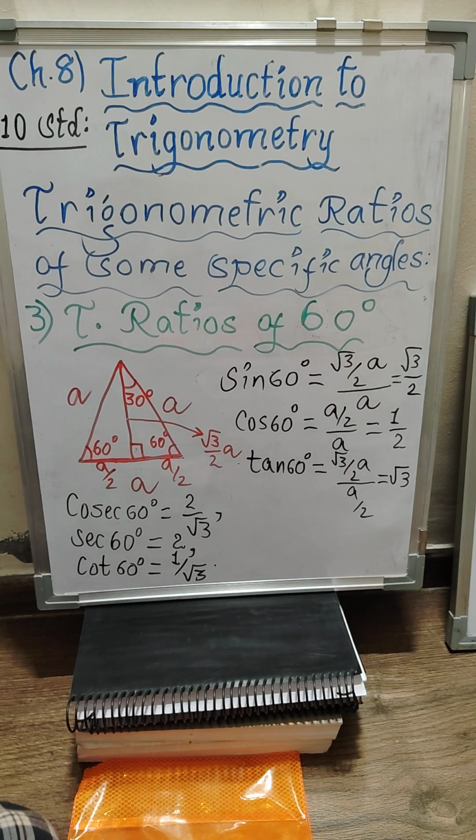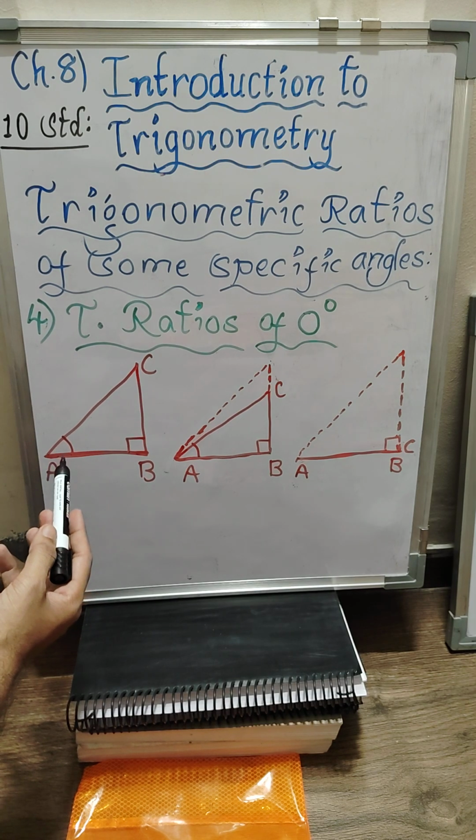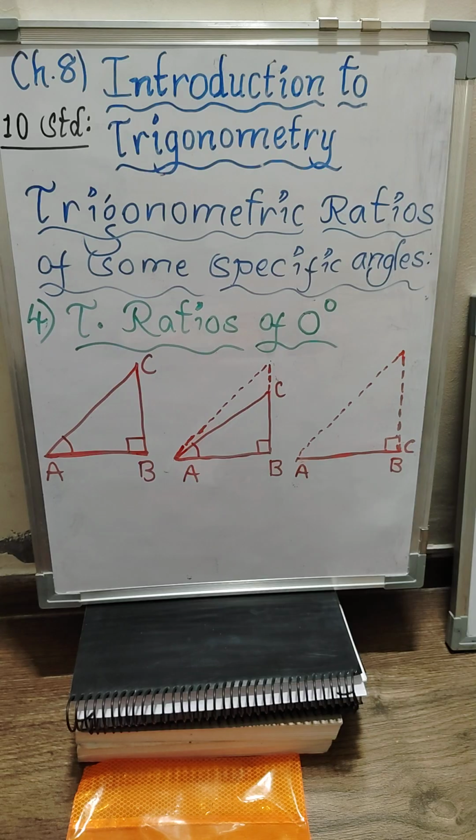In this way we can find the trigonometric ratios of 60 degrees. Let us find the trigonometric ratios of 0 degrees here. At first we shall take a right triangle ABC. We shall imagine that in this triangle the length of side BC is decreased. It is so decreased such that angle A becomes almost 0.